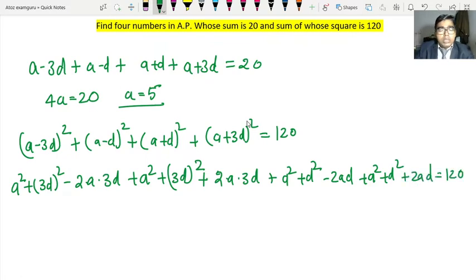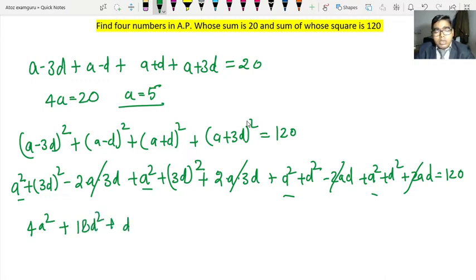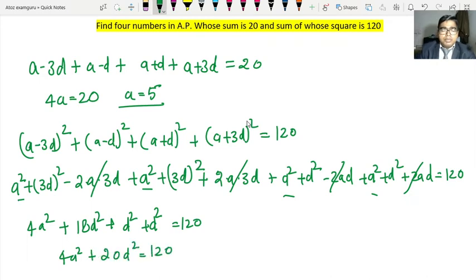Equal to 120. This and this will cancel out, and this will cancel out. You will get a square four times, so 4a square plus 9d square, 9d square, and d square, d square, which is 20d square, equal to 120. It means 4a square plus 20d square equal to 120.